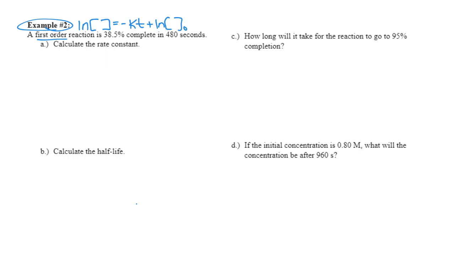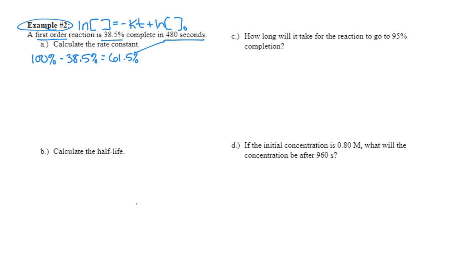So once you know the order, then we can use those integrated rate law equations to solve for lots of different things. K values, the time it takes for concentration to go down to a certain amount, the initial concentration, final concentrations, all of that. Okay, so it says a first order reaction is 38.5% complete. What that means is that if I start with 100% and it's 38.5% complete, that means I have 61.5% left. And it says it takes 480 seconds to get to 61.5% left.